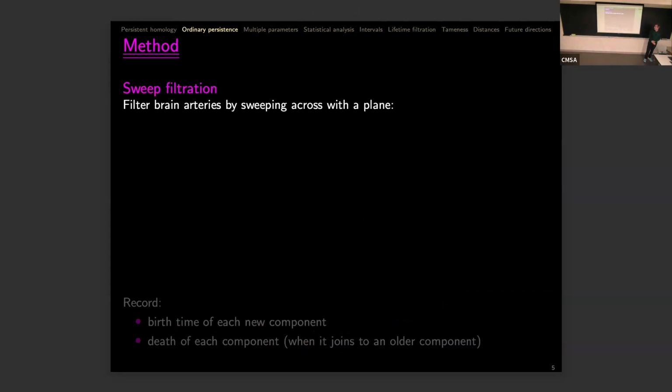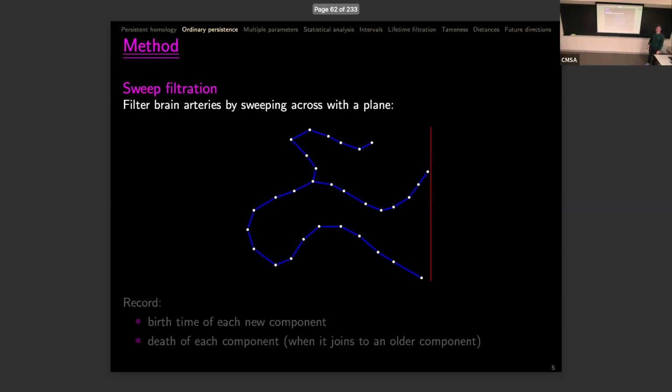So we're going to filter our brain by sweeping across with a plane. So there's our toy model brain artery. By the way, this is the same set of points as on the previous slide, except that now I'm viewing it as a sort of graph instead of a set of points. So what I'm going to do is sweep from right to left, and as I sweep this line from right to left, I'm going to color the vessels red as it goes across.